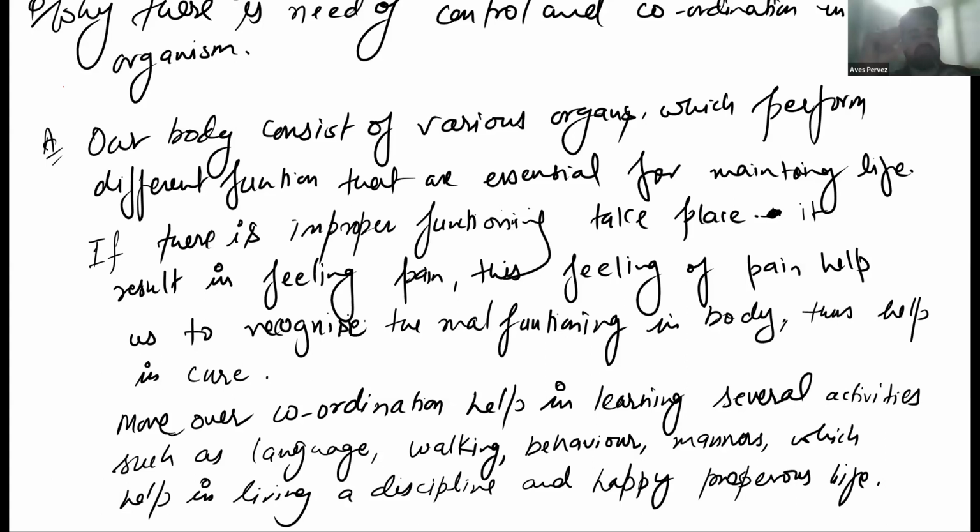So we can simply say that this helps us in learning several activities such as languages, walking, behavior, manners, good evening, etc. This helps in living a disciplined, happy and prosperous life. So control and coordination is very important. Please note it down.